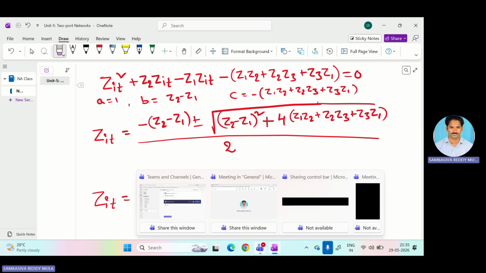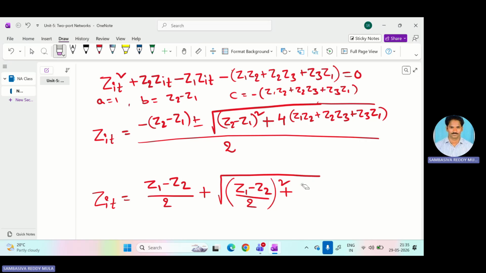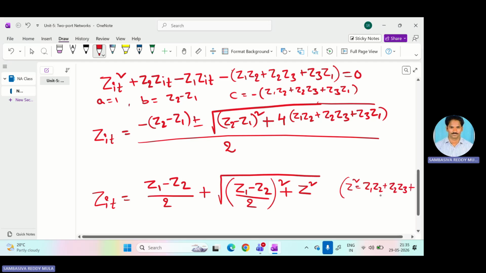So where Z square is nothing but the product summation. I'm writing this Z1, Z2, Z2, Z3, 4 and 4 gets cancelled. So I'm writing this as Z square, where Z square is nothing but the product summation Z1 Z2 plus Z2 Z3 plus Z3 Z1.